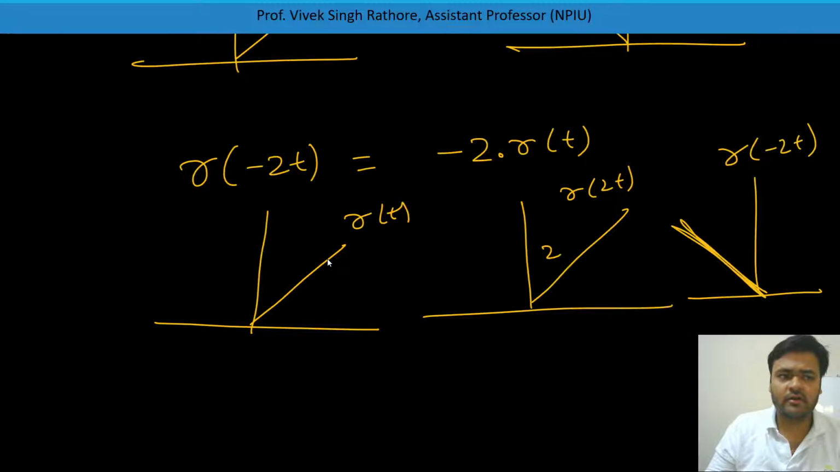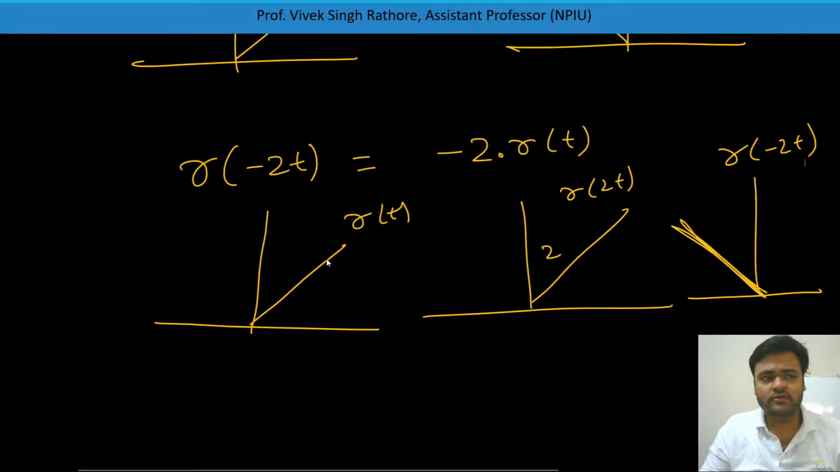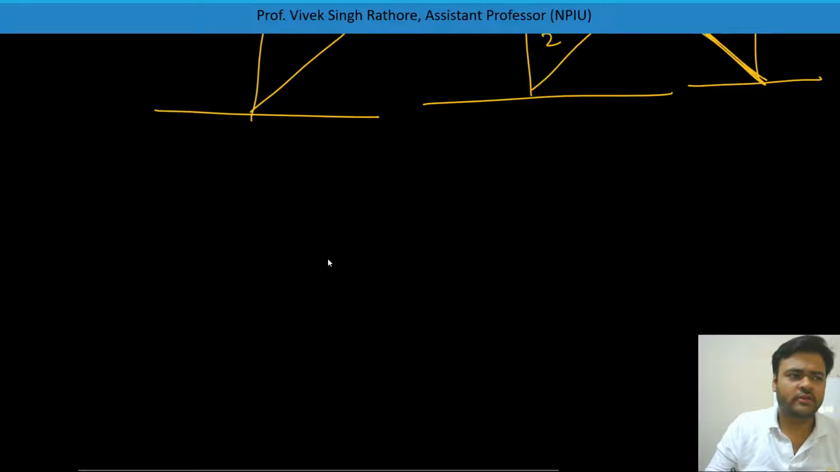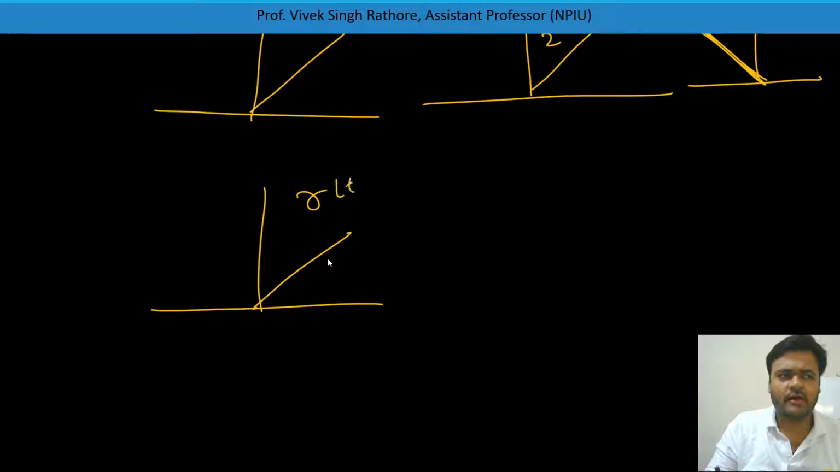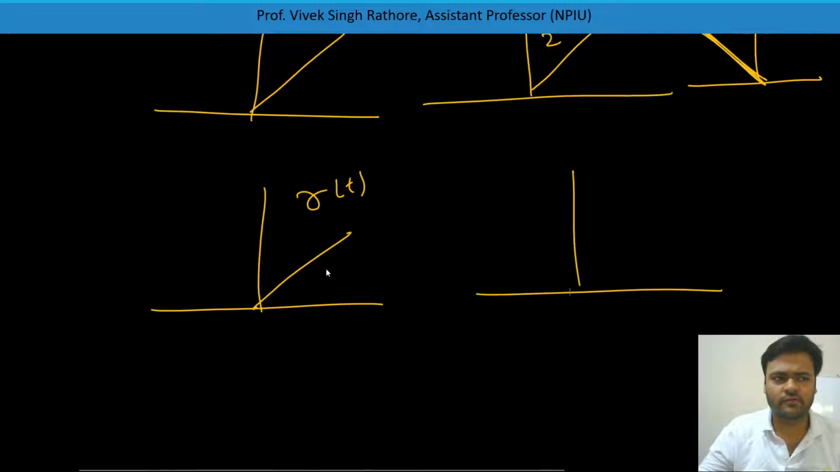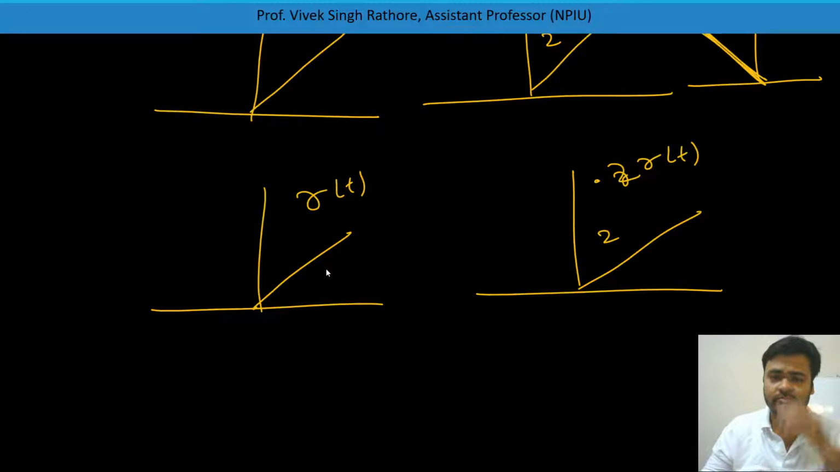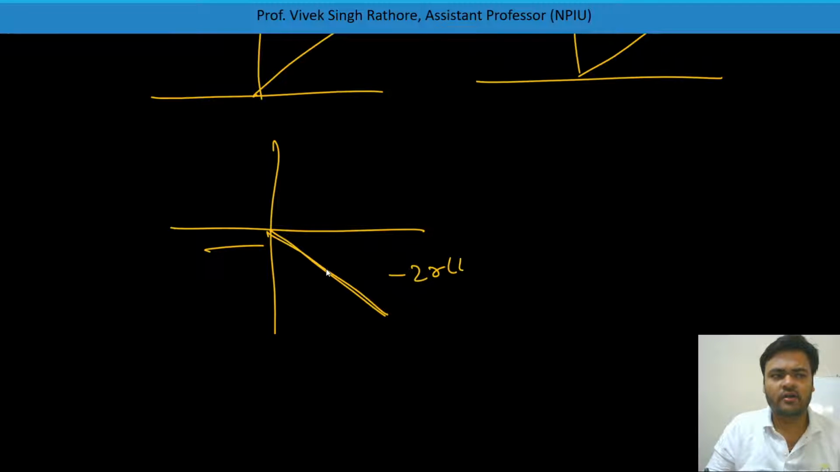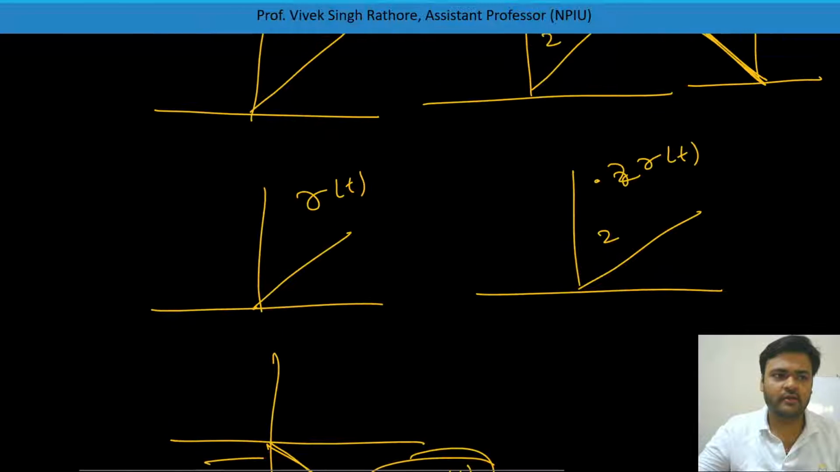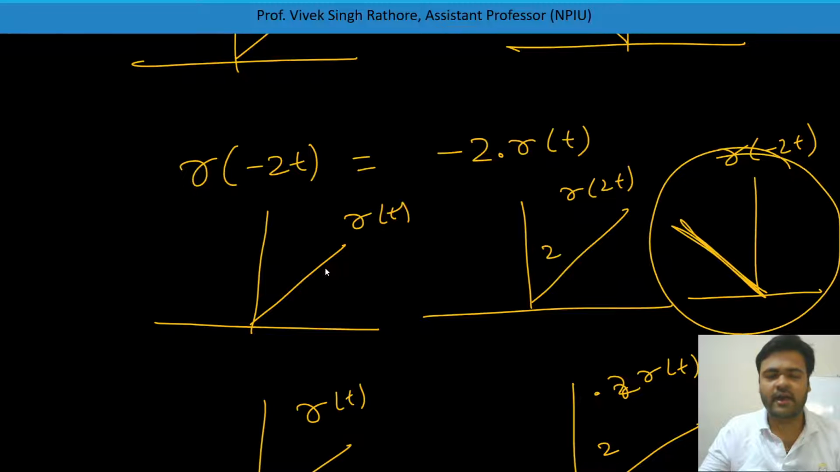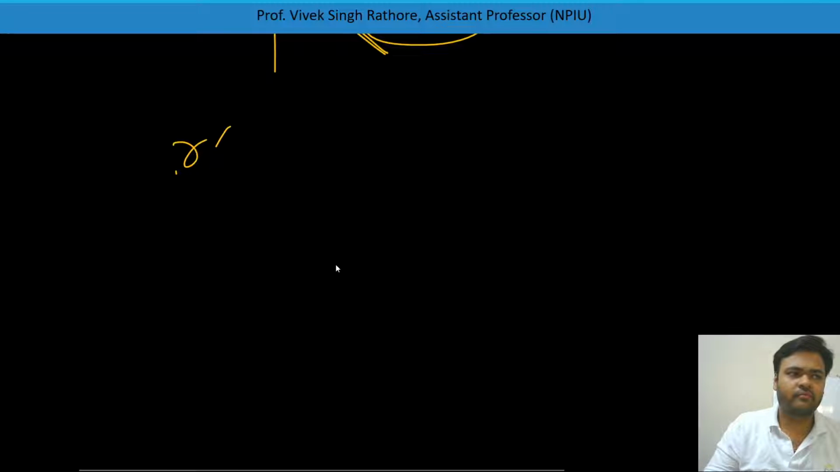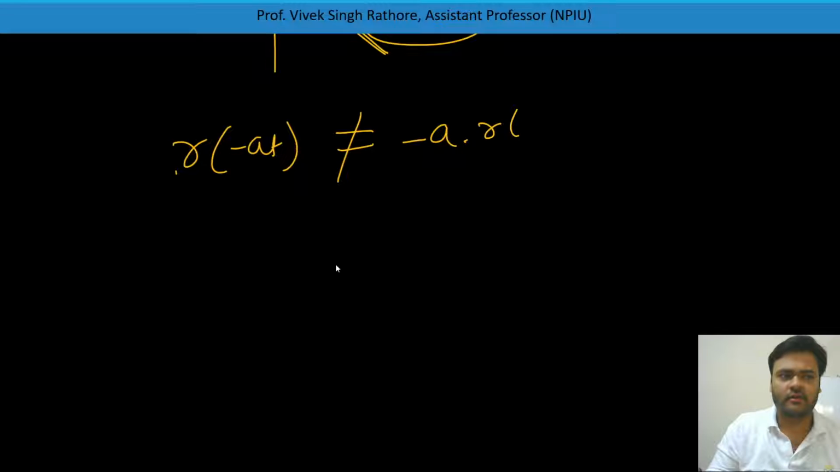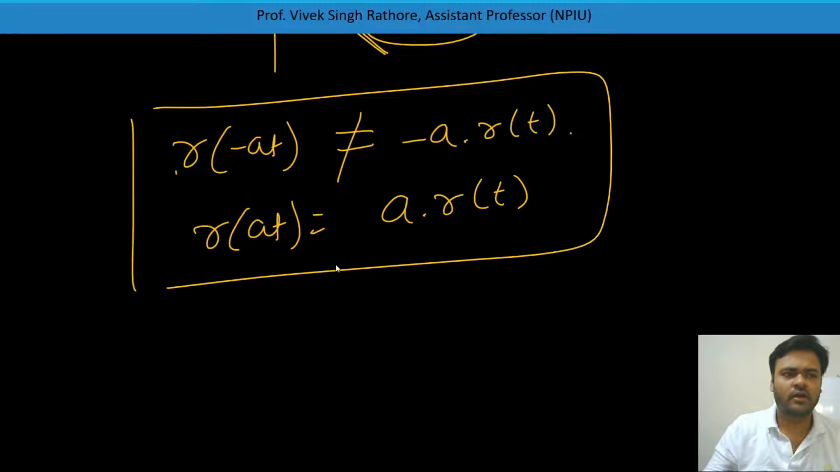But now when you plot minus 2 into r(t), what you will get? r(t) is there. First I will plot 2 into r(t), so this slope will be 2, and now you have to do magnitude scaling with minus. So it will just plot like this. This is called minus 2 r(t). So you can understand that minus 2 of r(t) and r of minus 2t are entirely different. So we can conclude that r of minus at doesn't equal minus a of r(t). But normally r of at can be written as a into r of t. These two things you need to understand as a concept.